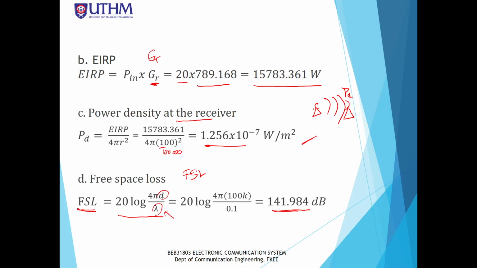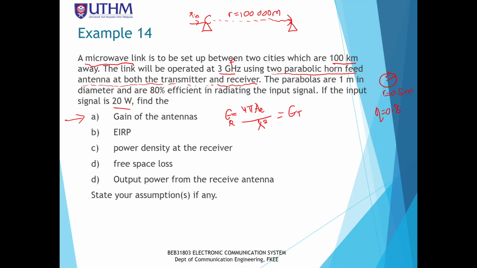Okay. And then what? Then the question asks, tadi kan sekejap, output power from the receiver antenna. Ni kalau kita lukis balik gambar rajah yang tadi ya, maknanya kalau yang tadi macam ni ya bentuk dia.